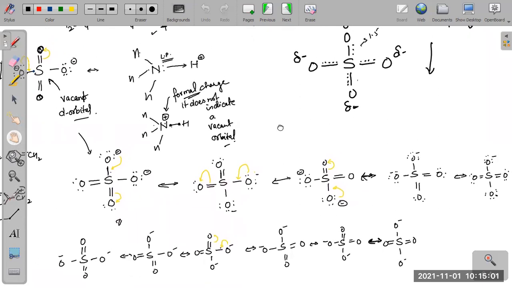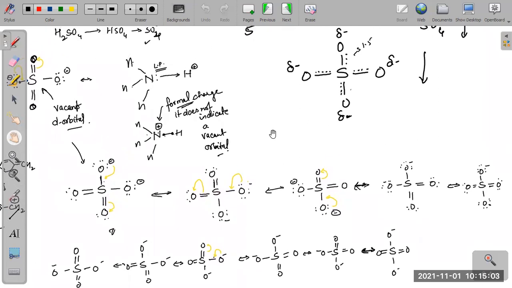So the bond order basically helps in predicting bond length and bond strength. Bond strength is directly proportional to bond order, and bond length is inversely proportional to it.